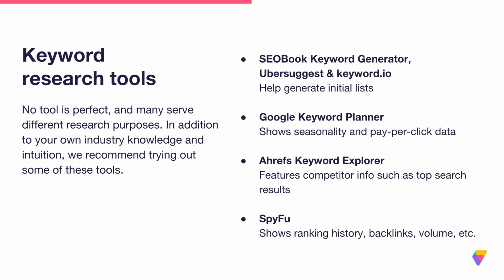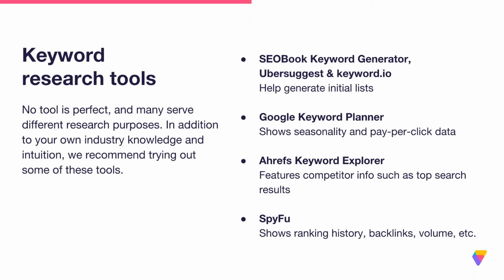So as you move into the meat of your keyword research, there are a few tools we'd recommend trying out. None of these tools are perfect. They all serve different purposes, and you want to use them in addition to your own industry knowledge and intuition. So for generating initial lists, I really like using keyword.io or SEO Book Keyword Generator.